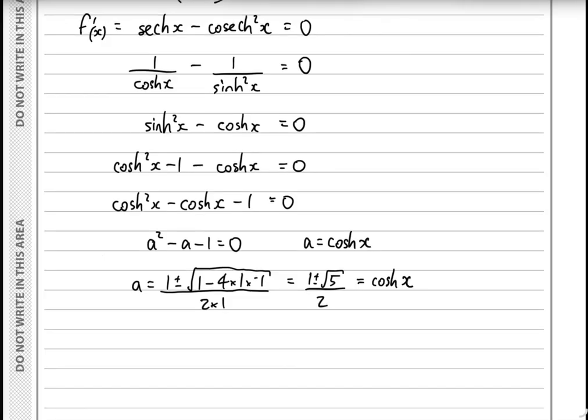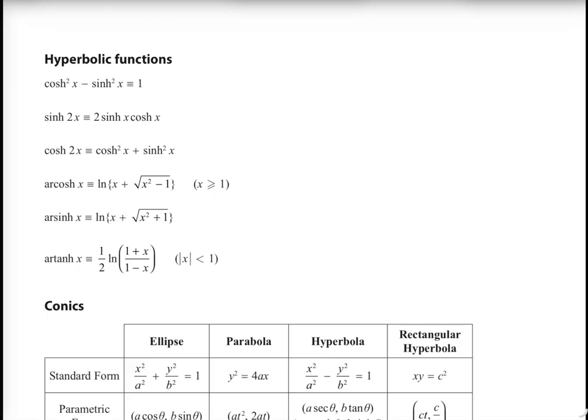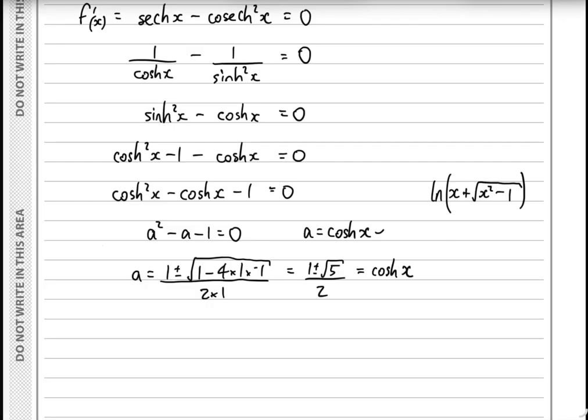Now we want to know what is x, and we want it in terms of a log, so I'm going to go back to the formula booklet again. This is back in the FP3 section, and we want arcosh x is equal to this. So the way I've got it here, I'm going to have x is equal to the log of a plus root of a squared minus 1, where a of course is equal to this thing here.